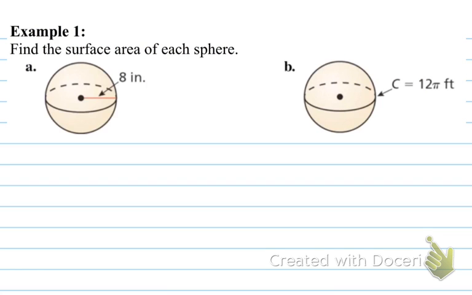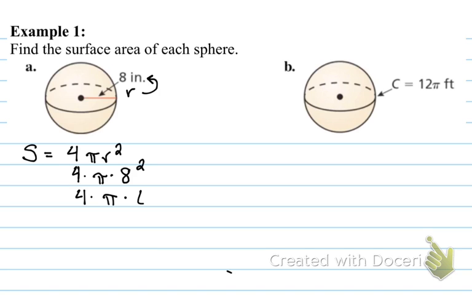Okay, so if I want to find the surface area of each sphere. This first one gives me that radius, so that's nice. My radius here is 8, so let's mark that as the radius, 8 inches. So the surface area is equal to 4 pi r squared. So 4 times pi times my radius, which is 8 squared. 8 squared is 64. So take 4 times 64.